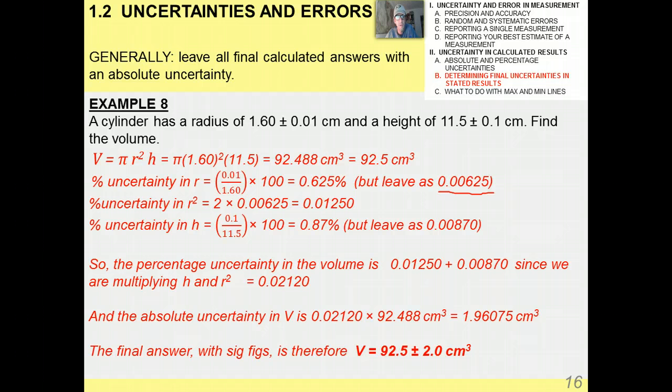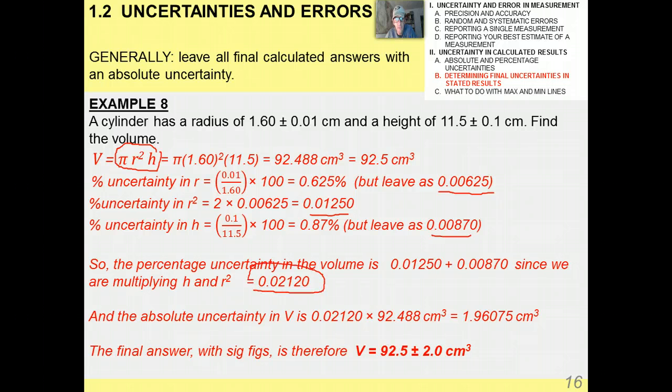The percent uncertainty in R squared is going to be 2 times that, right? 0.01250, I'm leaving it as a decimal. And the percent uncertainty in H, I'm going to leave as 0.00870, okay? So the percentage uncertainty in the volume is going to be what? Well, it's going to be the percent uncertainty in R squared plus the percent uncertainty in H, because that's what's given in this equation. Remember, pi doesn't have any uncertainty associated with it. It's just basically a counting number or a constant, okay? So if you add those two together, you get 0.02120.